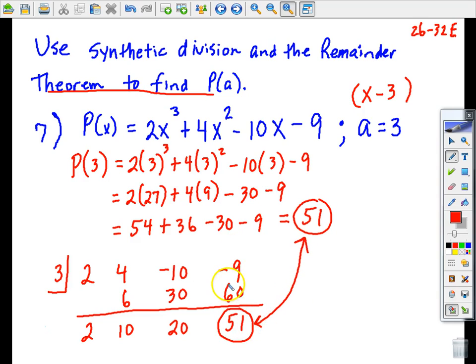So this is what I want you to show for these problems 26 through 32 even. I want you to find out what the value of the function is given A, and then I want you to prove that that's the right answer by using synthetic division. So if you don't get the right answer, then you know something's wrong in one of the cases. So these two numbers should match. All right, and that's an application of the remainder theorem.